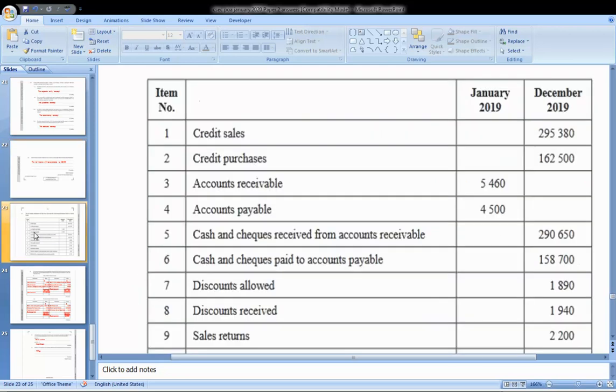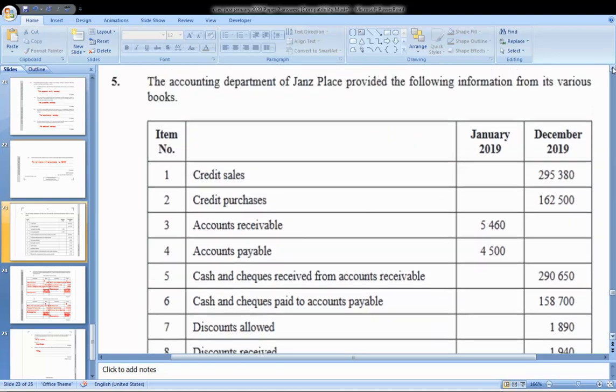Let's move on to question 5 now. It says, the accounting department of Jan's Place provided the following information from its various books. So we have the item number and our year, beginning of the year January 2019 and the year end December 2019. 1, credit sales $295,380. Two, credit purchases, 162,500, and then accounts receivable, 5,460. That's in January 2019.